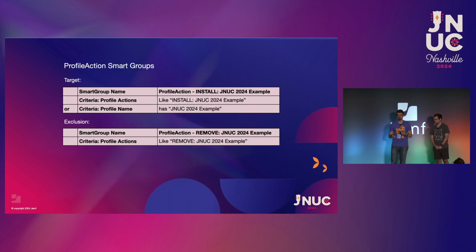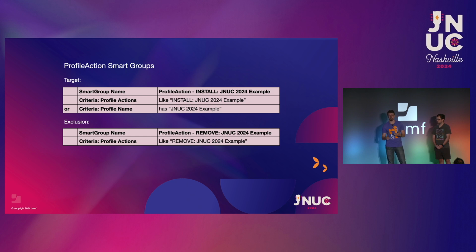So to use this, the third part of the workflow is a pair of smart groups for each profile. Depending on how you're using it, maybe you only need 1 of these smart groups. But we create a smart group to install the profile, and we have the criteria of if profile actions has the install command, or if that profile is already installed.